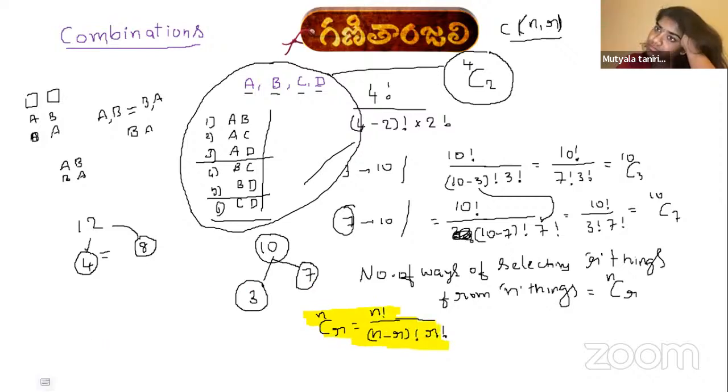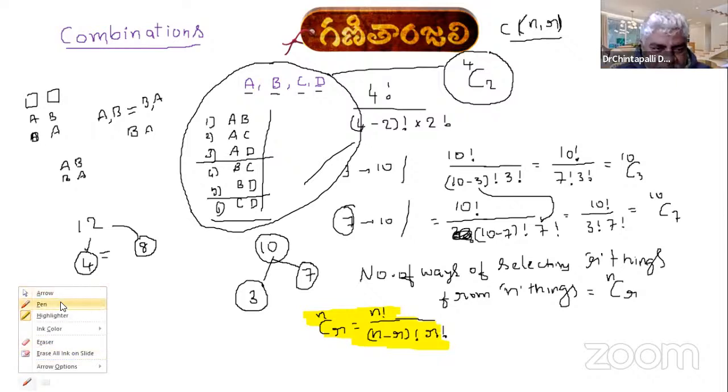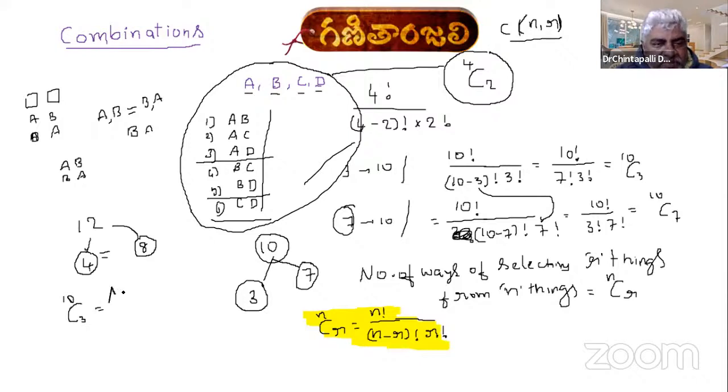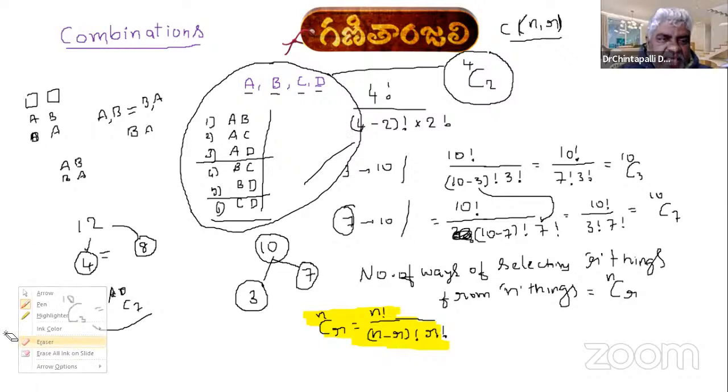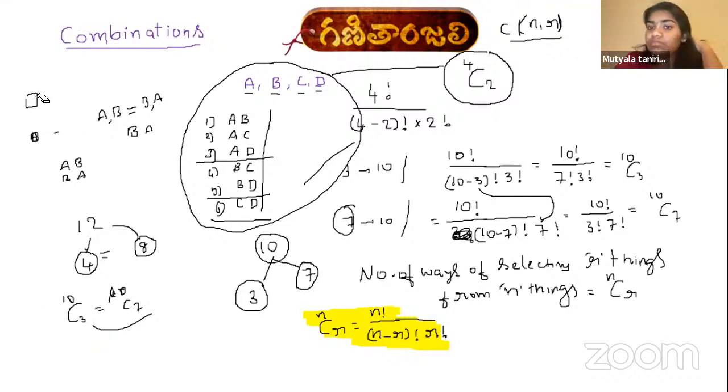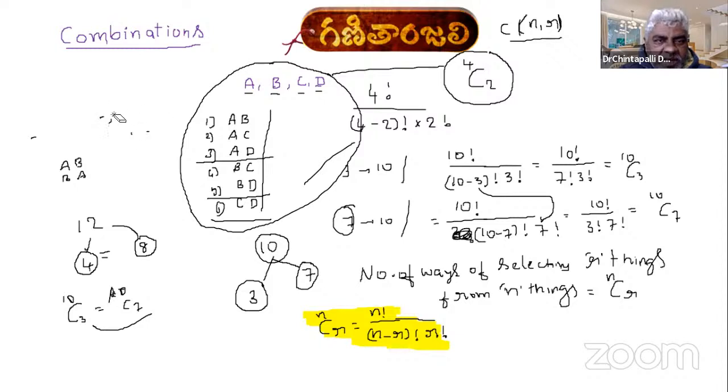Here, one thing we understand: 10C3 is equal to 10C7, because 3 plus 7 is equal to 10. And in case of letters, NCR is equal to NCS. Let's write the formulas in a row.